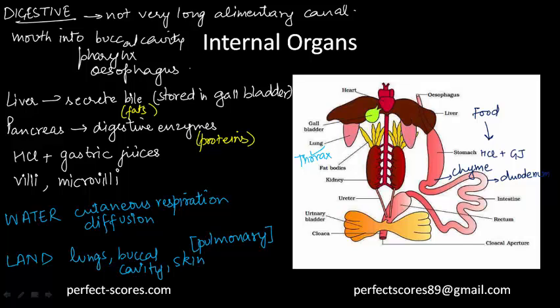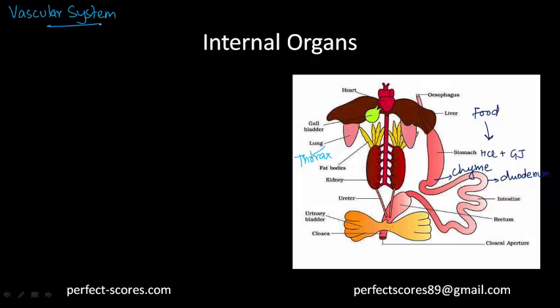And during estivation and hibernation, the gaseous exchange takes place through skin. Now let's learn about the vascular system of the frog. So coming to the vascular system, it's well developed and it is closed. That means the blood flows within proper vessels.